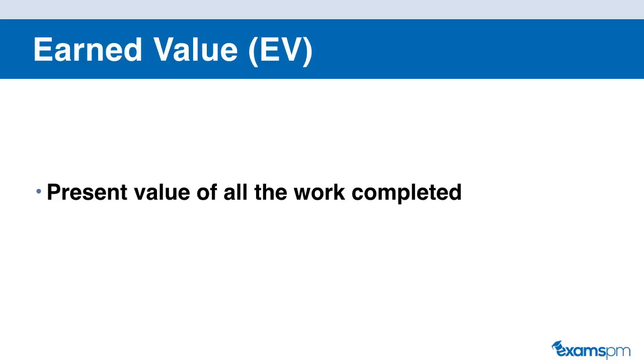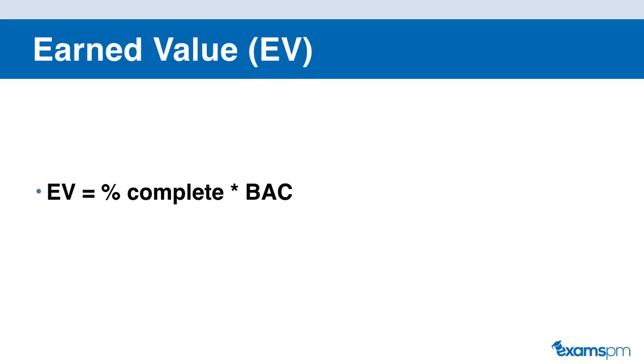Okay, the first term within EVM, or Earned Value Management, is earned value. What earned value is, it is a present value of all the work that's completed on your project. Sometimes this value would just be given to you in the questions. Other times you have to calculate the earned value. And the way that you calculate the earned value is with the following formula. Earned value equals percentage complete times the BAC. The BAC stands for budget at completion.